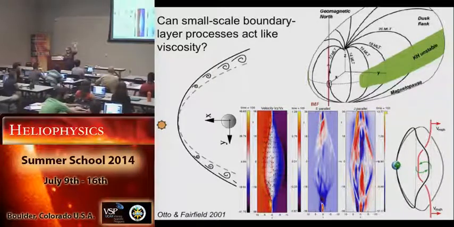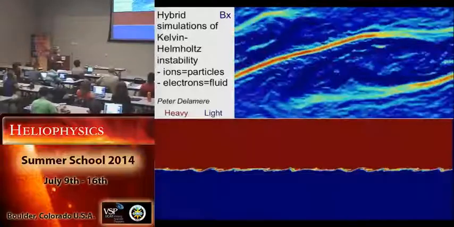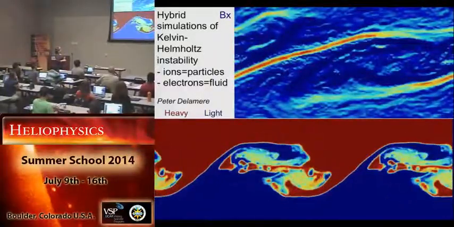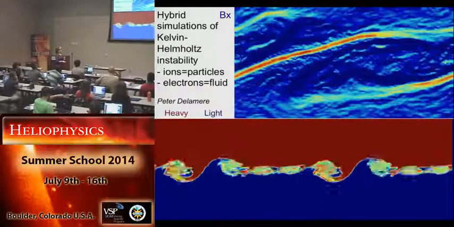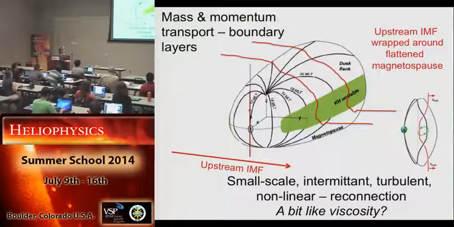Now, this is thought to be maybe relevant to the Earth when the field is not oppositely directed and driving a strong reconnection at the Earth, but is probably, we think, very important at the giant planets. And Peter Delamere has been doing these hybrid code simulations, particularly when you have heavy ions on the inside, light ions on the outside. You can drive these vortices that will lead to extraction of momentum from the solar wind and material being mixed between the outer layers of the magnetosphere. So again, arguing that small-scale, intermittent, turbulent, nonlinear processes, reconnection on a small scale, could act a bit like viscosity.